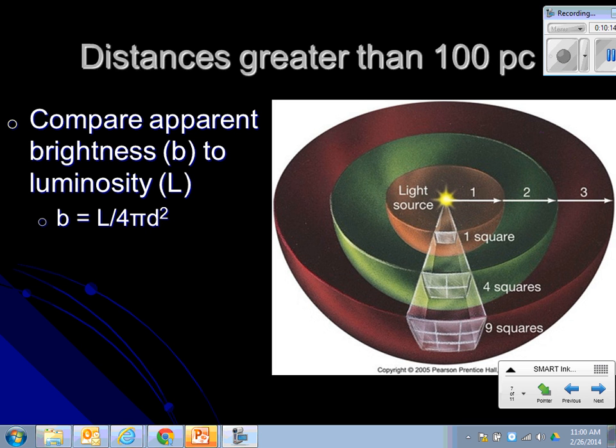So if we're going to use this relationship to measure distance, then the critical thing to know is luminosity. How do we figure out how luminous a star is if we can't go to that star and actually measure it? How do we determine it? There are a couple of different ways.